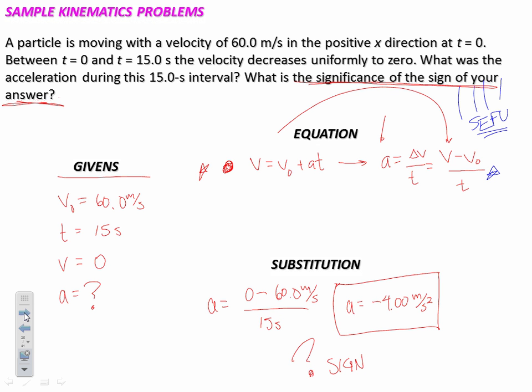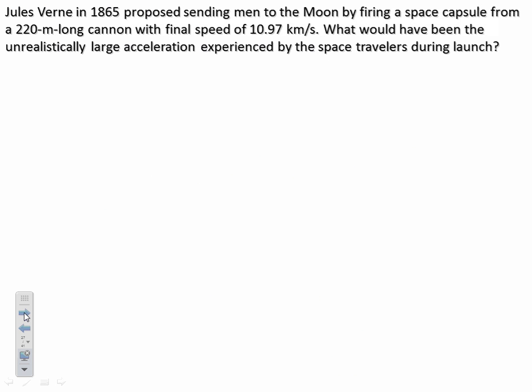Okay, folks, onward. You've got something to answer for on Monday when I see you. Jules Verne, 20,000 Leagues Under the Sea. Jules Verne proposed sending men to the moon by firing a projectile from a cannon. What acceleration would the passengers experience?